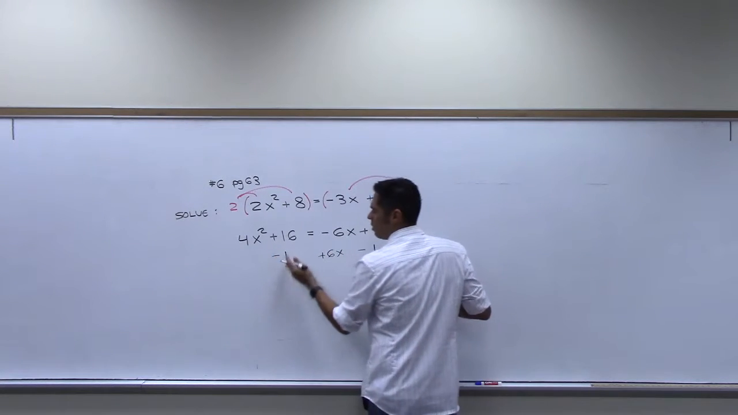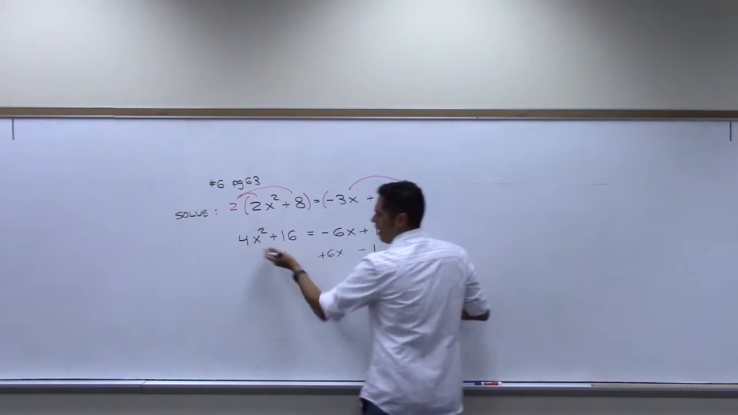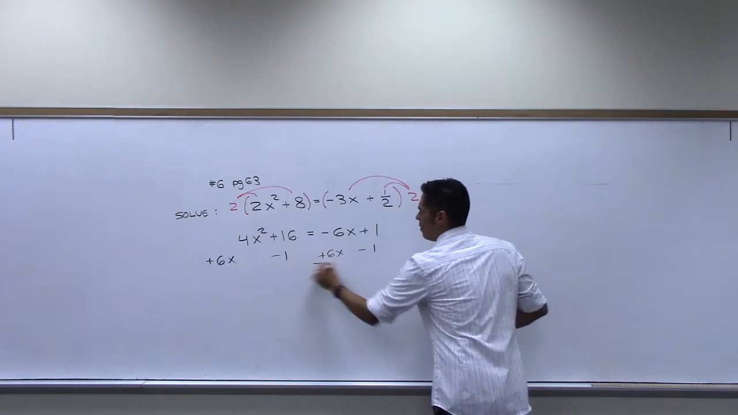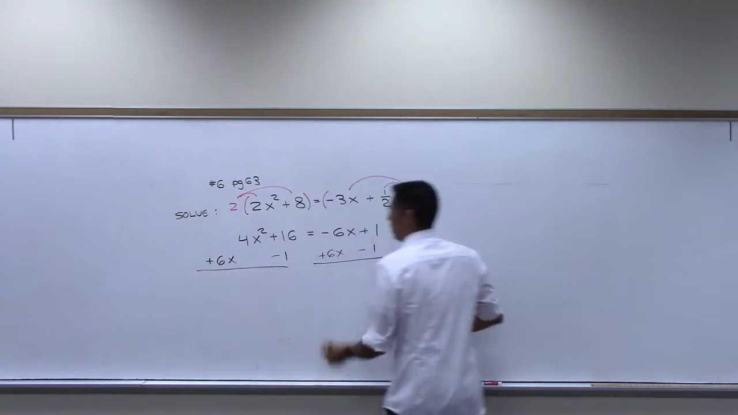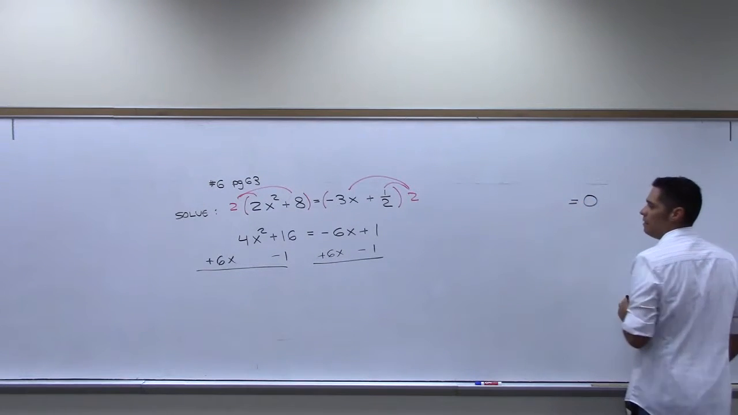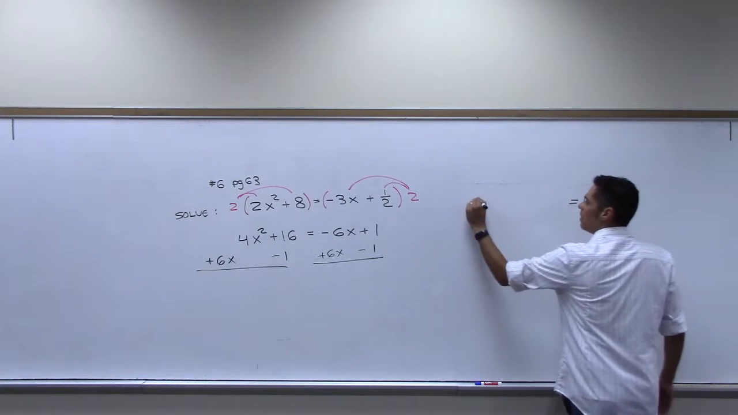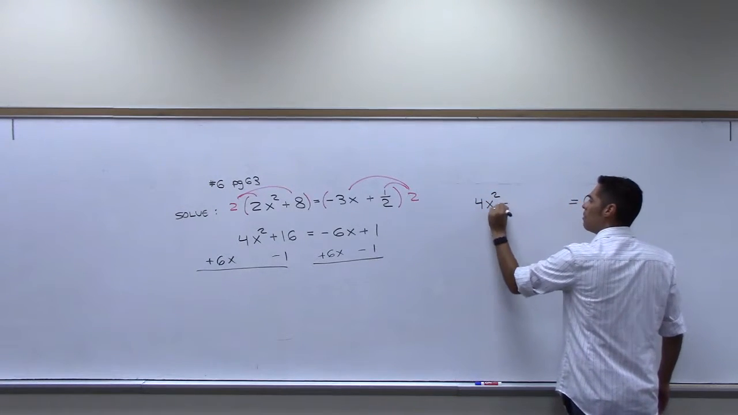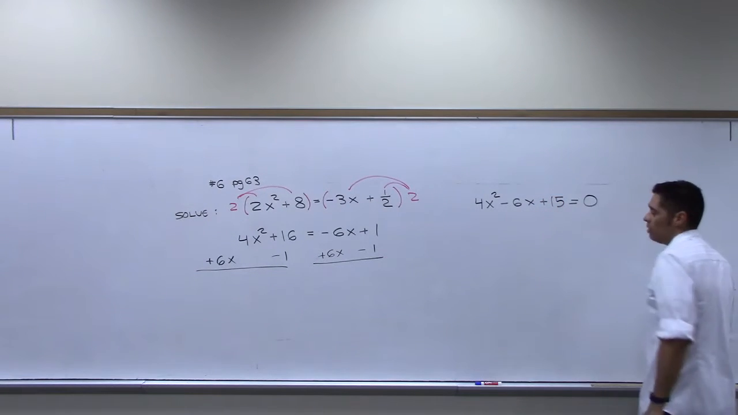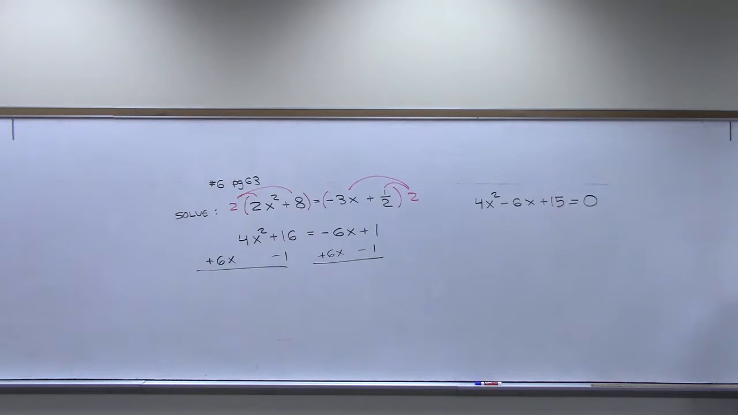So here's minus 1 under here. And I can't add 6x to anything here, so I'm just going to put plus 6x. And then you just add. On the right side, you get 0, which is what we need. And then on the left side, putting it in descending order, 4x squared plus 6x plus 15. Okay, good. So far you're there.